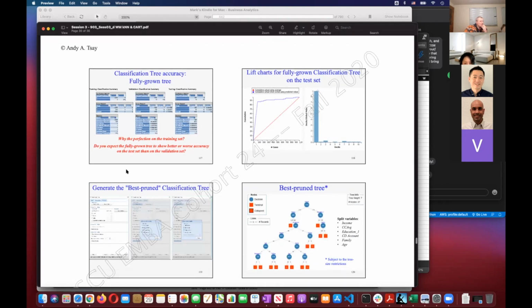So when it says, do you expect a fully grown tree to show better or worse accuracy on the test set than on the validation set? Better accuracy. No, that was a point. He made this in lecture. This is the one where I typed that it'll be a question on the quiz in the class chat. That was one where he said there's no correlation between test and validation set on this one.